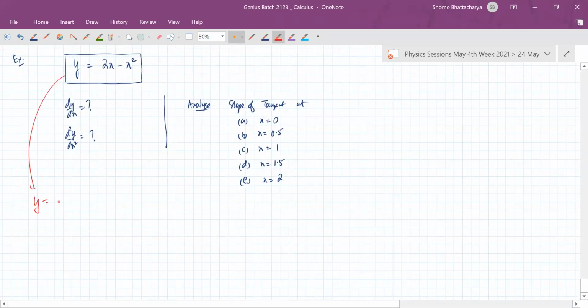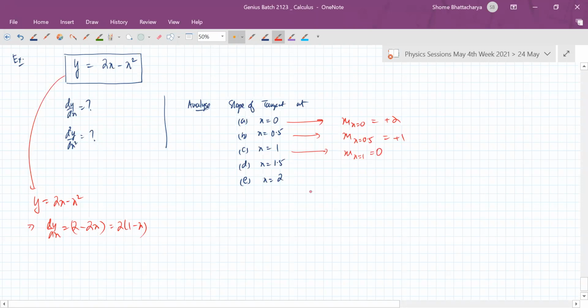So let's start with dy by dx. So y is equal to 2x minus x square. So the derivative of the function is 2 minus 2x. That's correct. So from this we can see that the slope at x equal to 0 is going to be how much? Plus 2. Just substitute x equal to 0 in this. You can see the slope of the tangent at x equal to 0.5 will be 1 minus 0.5, that's 0.5 into 2, so plus 1. The slope of the tangent at x equal to 1 is becoming 0. The slope of the tangent at x equal to 1.5 is minus 0.5 into 2, so that's minus 1. And like that, the slope of the tangent at x equal to 2 is becoming how much? 1 minus 2, so that's minus 1 into 2. Okay. Are these values correct?